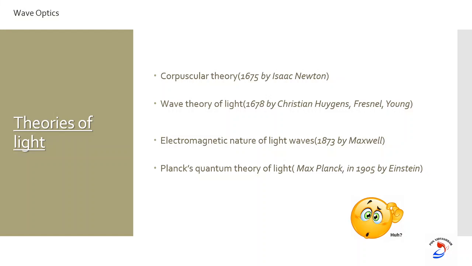The thing was, when a theory is proposed, it should be able to explain all the phenomena that are observed. Like for example, here we're talking about light. A theory is proposed, and that theory should be able to explain all the behavior of light. Corpuscular theory was proposed by Sir Isaac Newton in 1675, that is the 17th century. According to this theory, the light is actually made up of tiny particles, and he called them corpuscles. With this theory, he was able to explain reflection, refraction and rectilinear propagation of light.